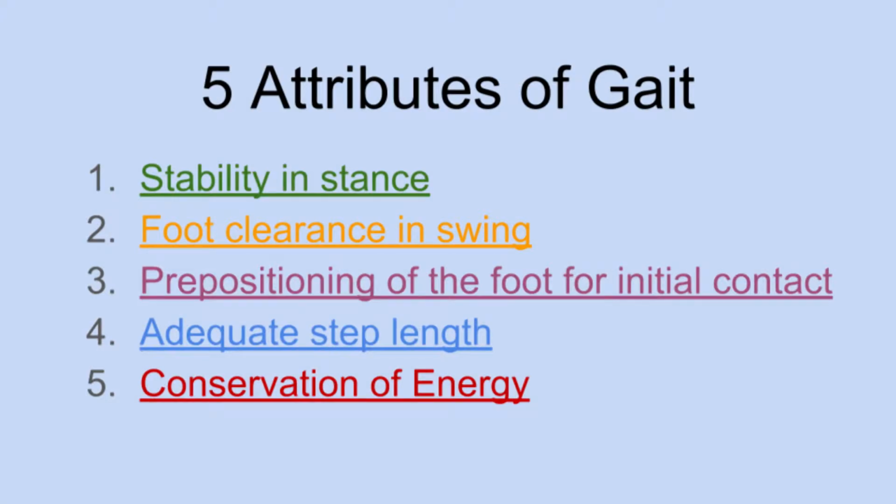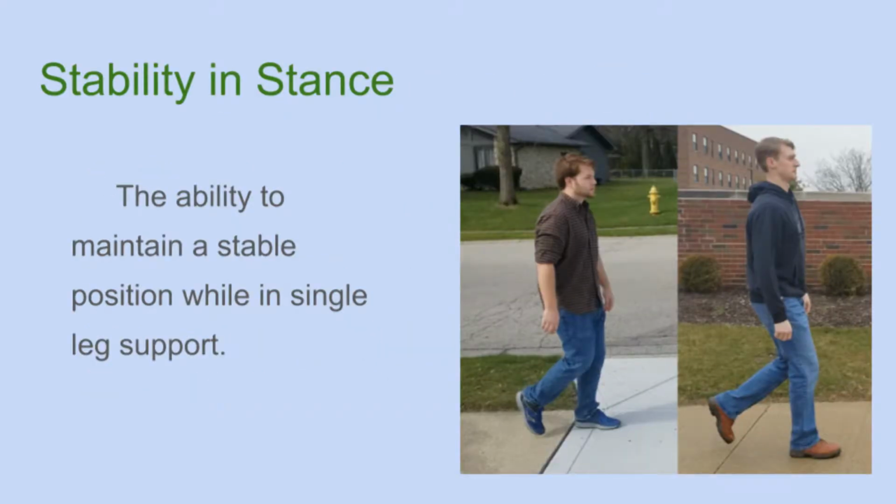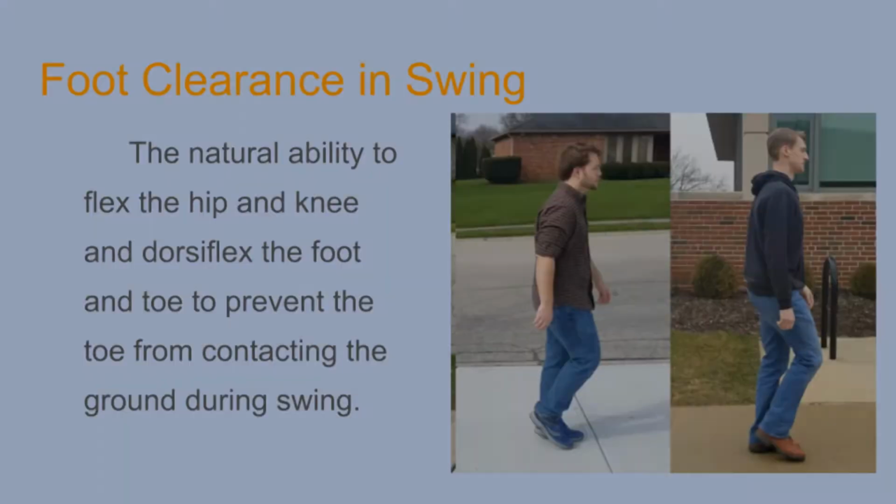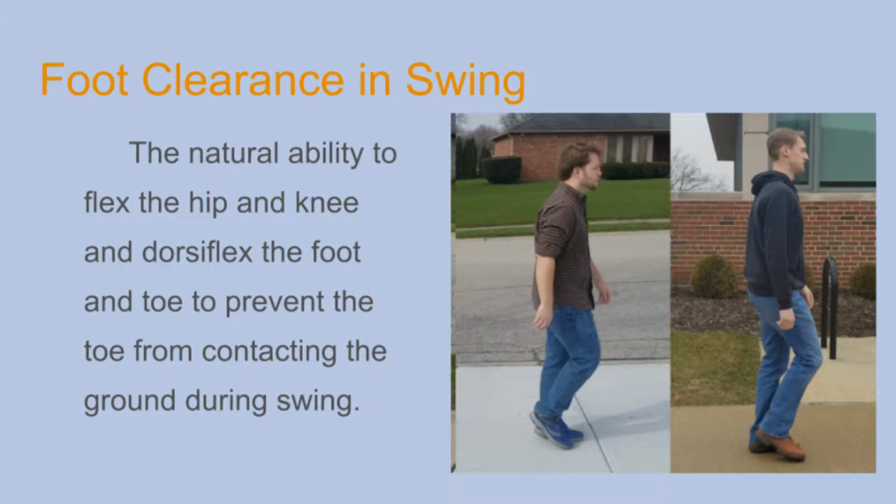These are the 5 attributes of gait. Stability in stance is the ability to maintain a stable position while in single leg support. Foot clearance and swing is the natural ability to flex the hip and knee and dorsiflex the foot and toe to prevent the toe from catching on the ground during swing.